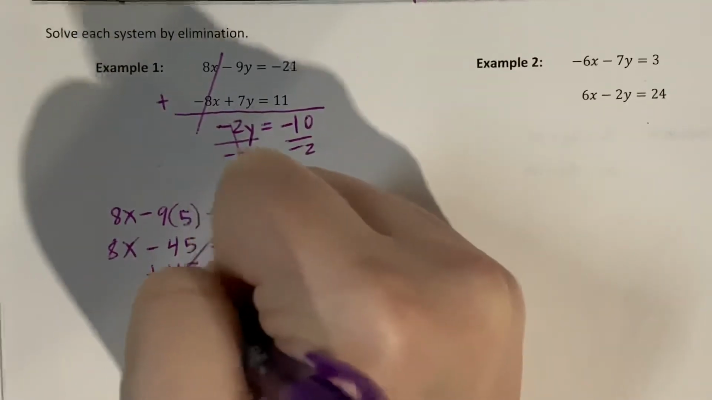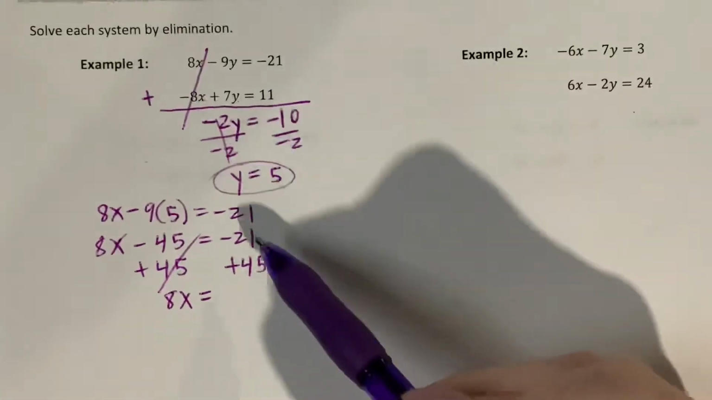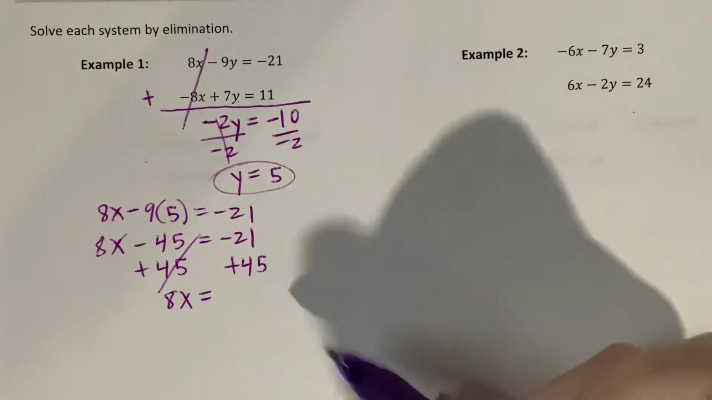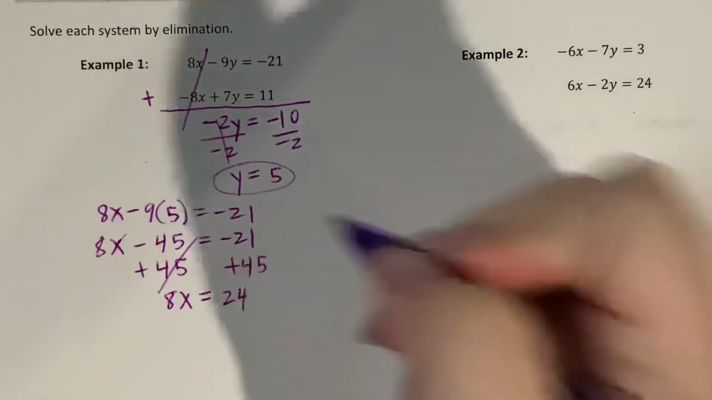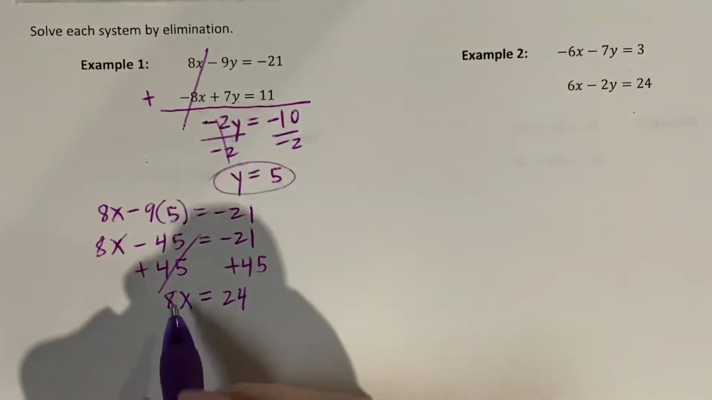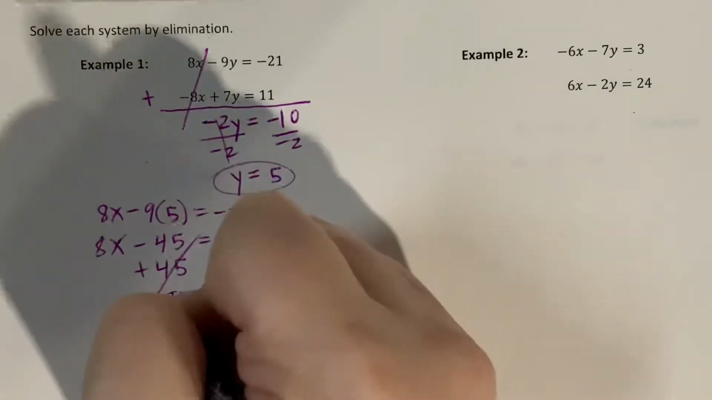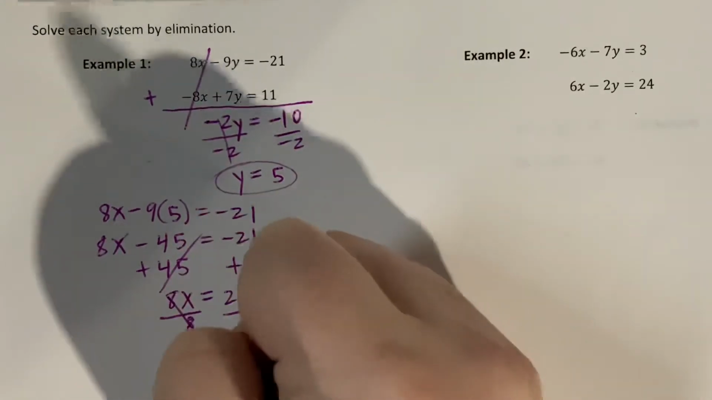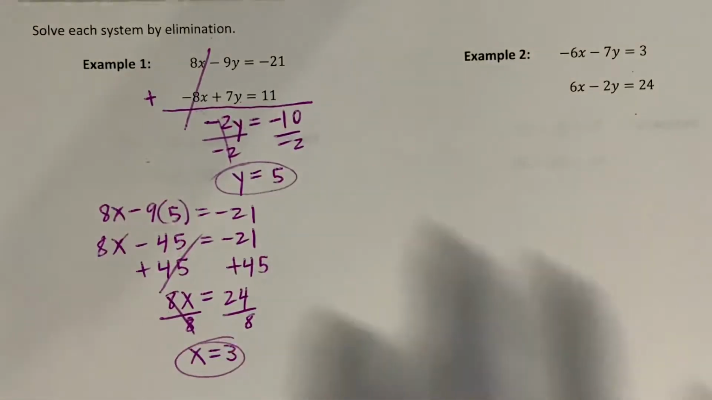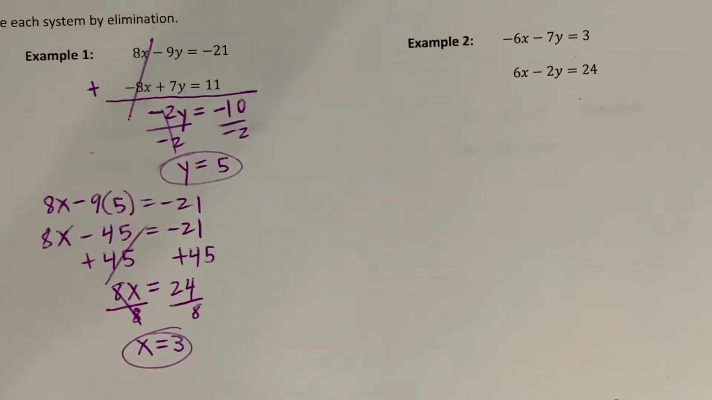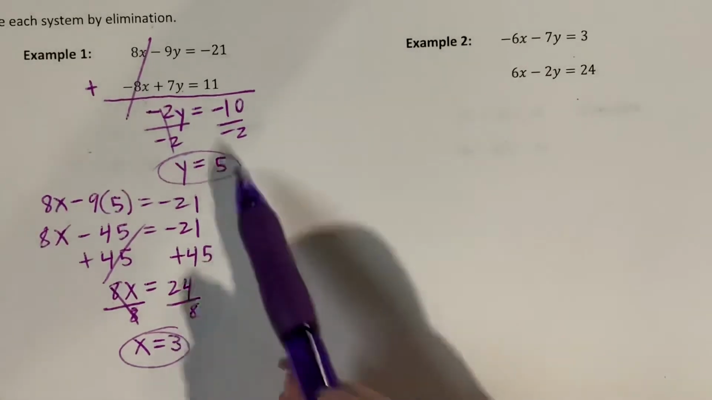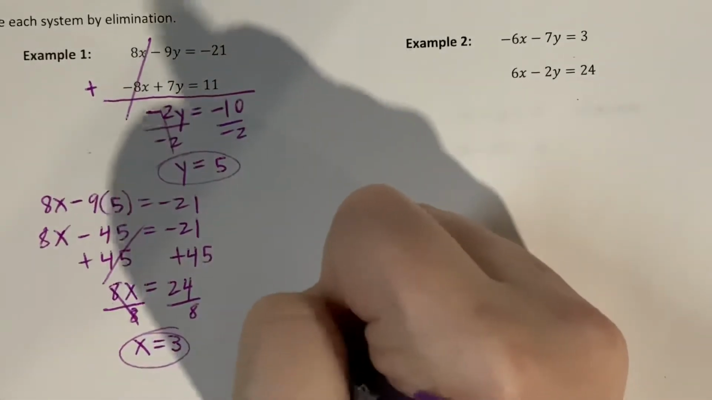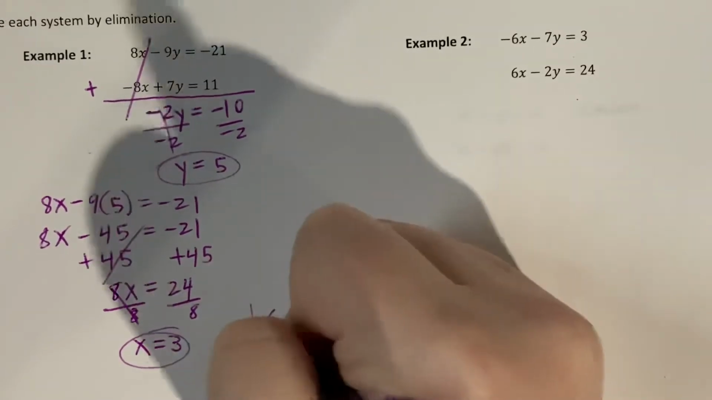And I'll get 8x equals negative 21 plus 45 gives me 24. My last step here would be to undo 8 times x. So I would need to divide by 8 on both sides, and I get that x is 3. So for my final answer, I do need to write it as an ordered pair, x comma y. So my final answer will be 3 comma 5.